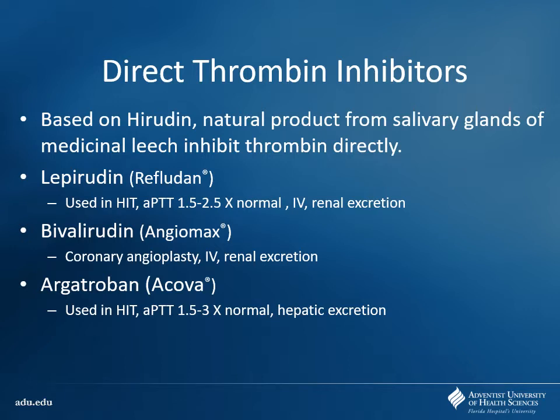Let's use the stuff in the leech spit, this hirudin, which they use as a natural anticoagulant, and form some products based off of that. This is where we get things like lepirudin, bivalirudin, and argatroban. Now, you can measure APTT with these because they're affecting factor 2 directly, and they're basically just going to bind it up and prevent any further activation of that clotting cascade. Again, most of these are renally eliminated, so you do have to watch for that. However, argatroban would be the one exception to that.